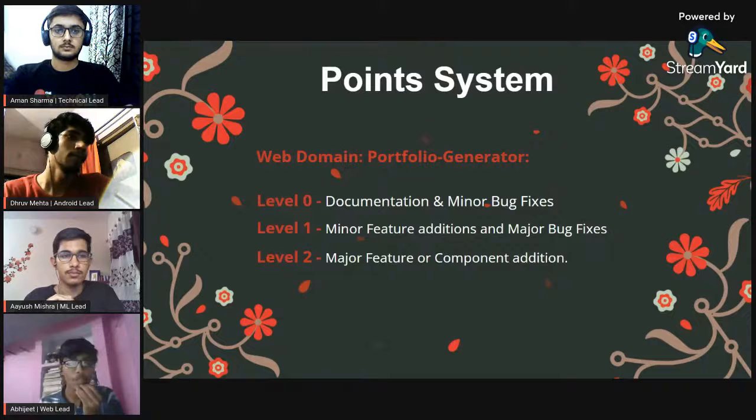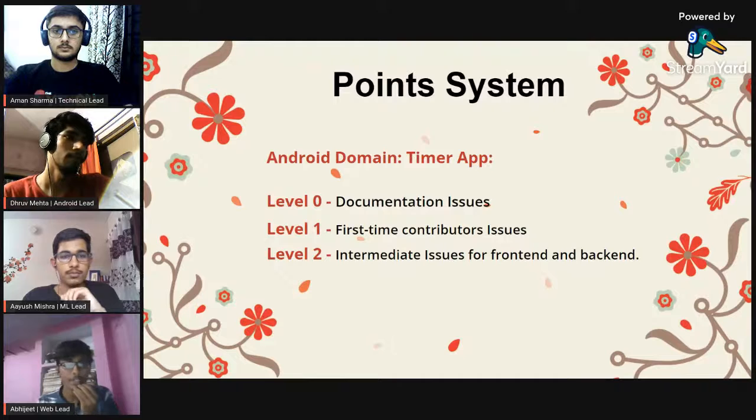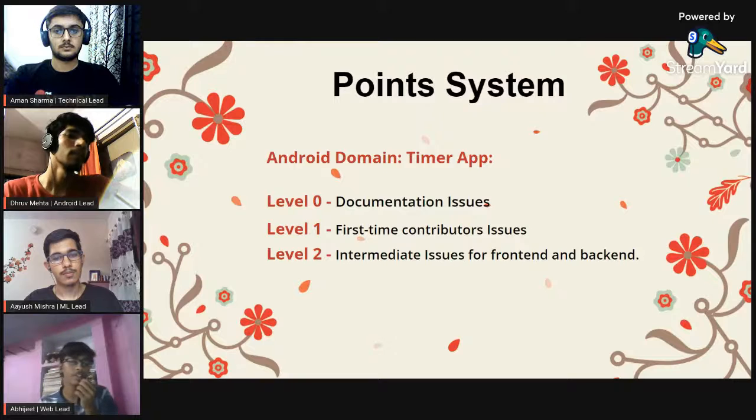Now moving on to the Android domain, the timer app. It also has 3 levels. Level 0 is worth 2 points for basic documentation and additions to readmes. Readmes are great ways to help others understand the projects, so you can contribute to them too. For level 1, it's worth 5 points, and it's basically for first-time contribution issues, ranging from easy to medium. And level 2, worth 10 points, is the intermediate issues that include the working of the backend part and the front end part. As already discussed by Dhruv, they are planning to make it a complete full-fledged stopwatch.